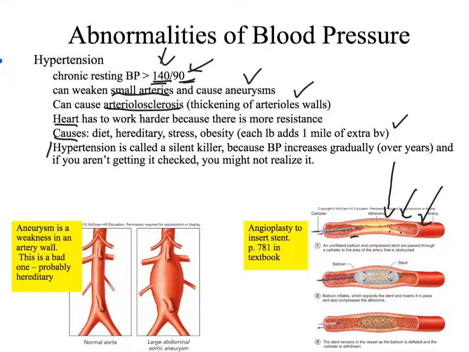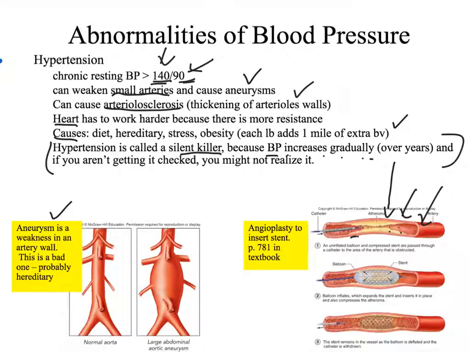One of the bad things about hypertension is it's called the silent killer, because your blood pressure gradually increases over time. It can be going on for 10 years and you don't even know about it. You'll have damage in your blood vessels before you even know you have high blood pressure. So it's important to get a physical.